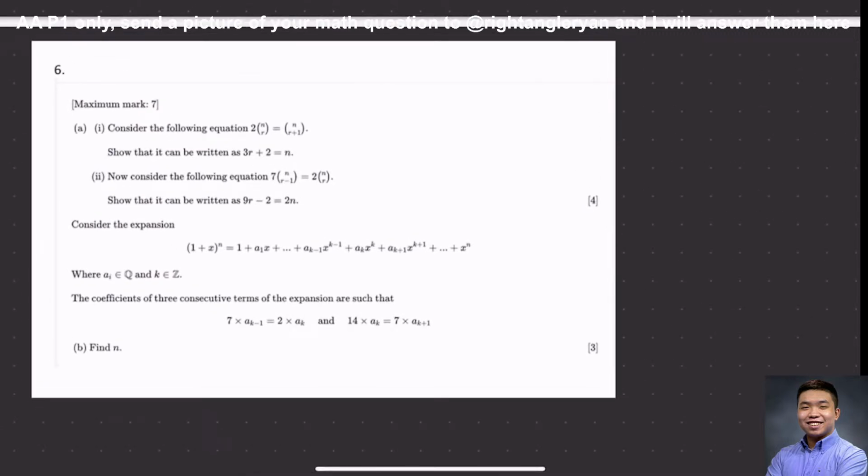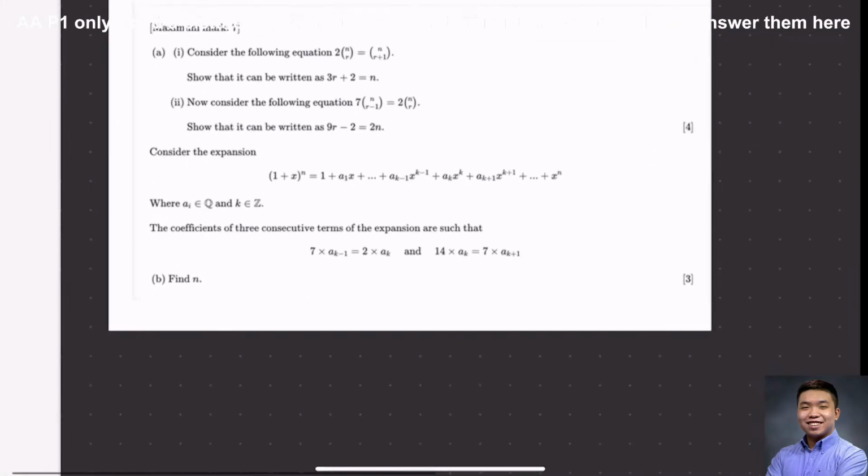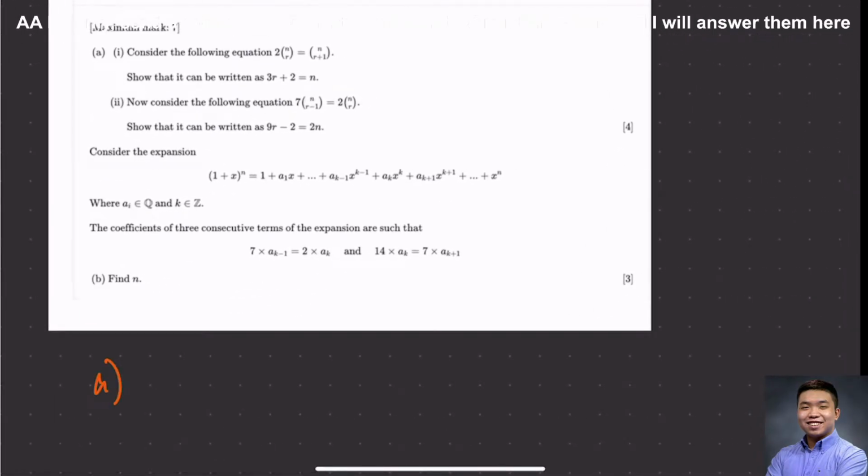Okay, so we have this equation. Show that it can be written as 3r plus 2 equals n. Obviously, if this is the paper one, we will need to use the choosing formula, the nCr formula. That means n choose r, which is n factorial over r factorial times n minus r factorial, right?